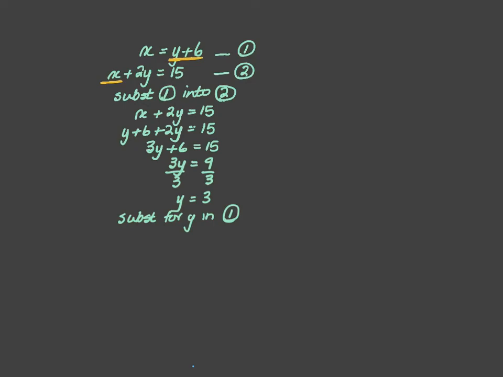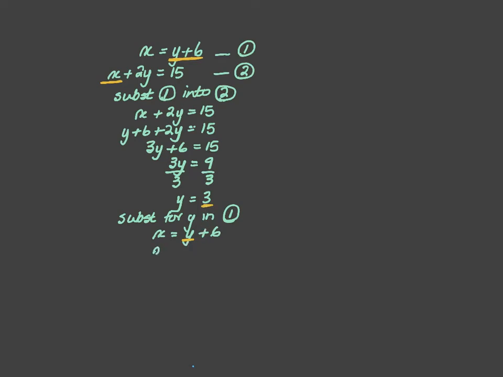You repeat the process just with different equations. So I'm going to write down equation 1 this time. So it's x is equal to y plus 6. Here I have y is equal to 3, and there I have y. So I can substitute that 3 in the place of that y.